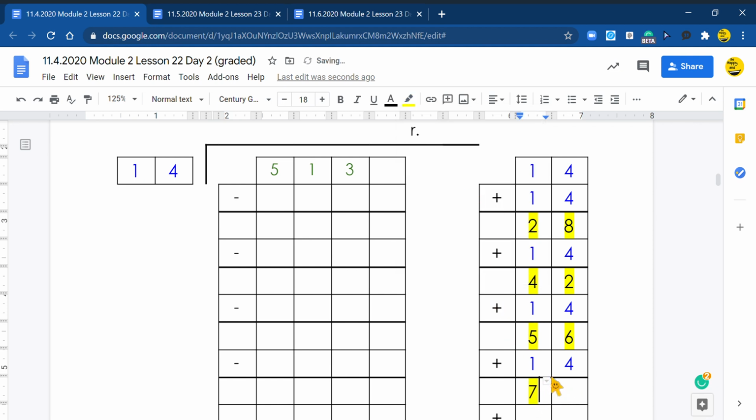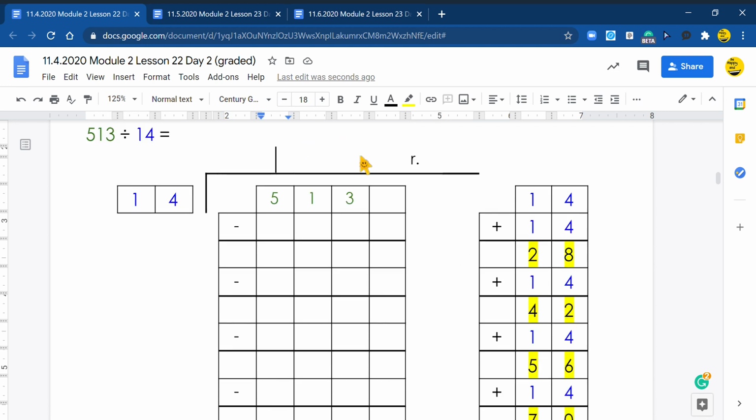So right here is 70. These are all the multiples of 14. So if I do 14 times 2, I get 28. If I do 14 times 3, I get 42. If I do 14 times 4, I get 56. And 14 times 5 is 70. So here are all the multiples of 14, just by doing repeated addition.